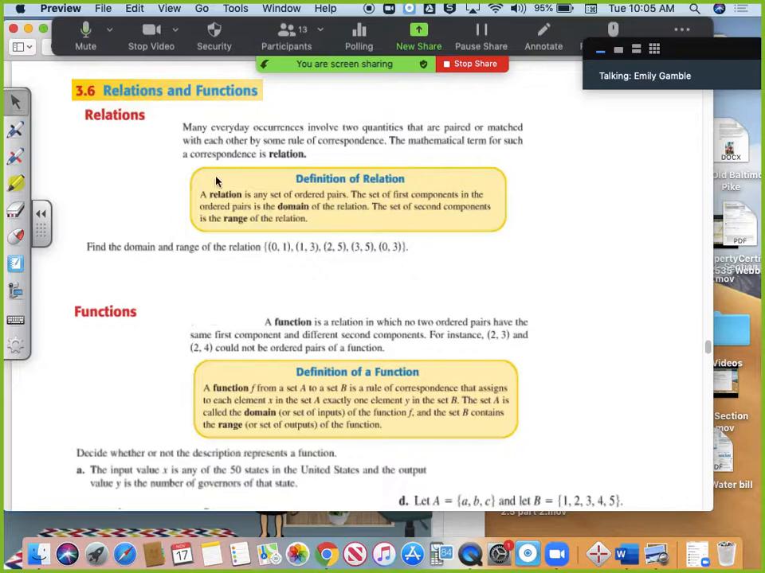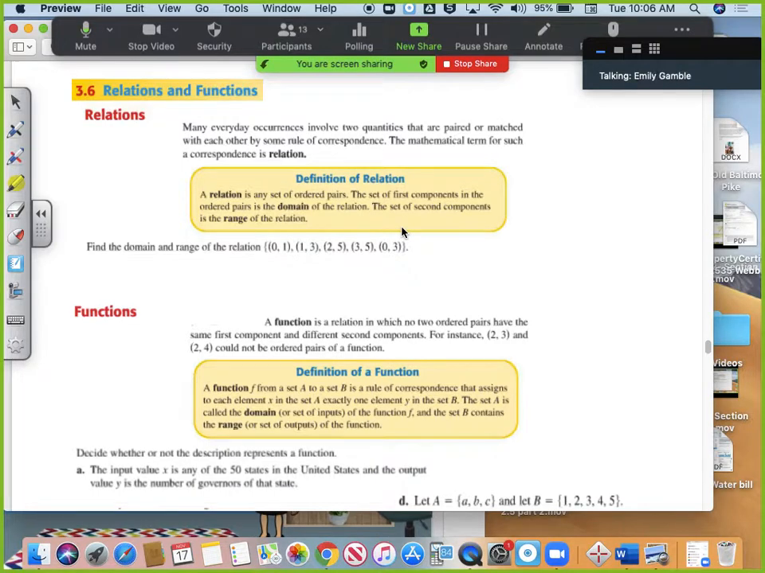So the formal definition of a relation is that a relation is a set of ordered pairs. The set of the first components in the ordered pairs is the domain. The set of the second components is the range. And it says here, many everyday occurrences involve two quantities that are paired or matched up with some rule of correspondence. And a relation usually looks like something like this.